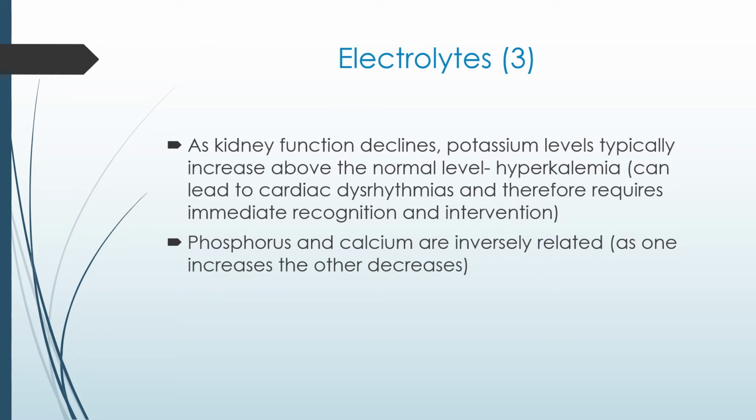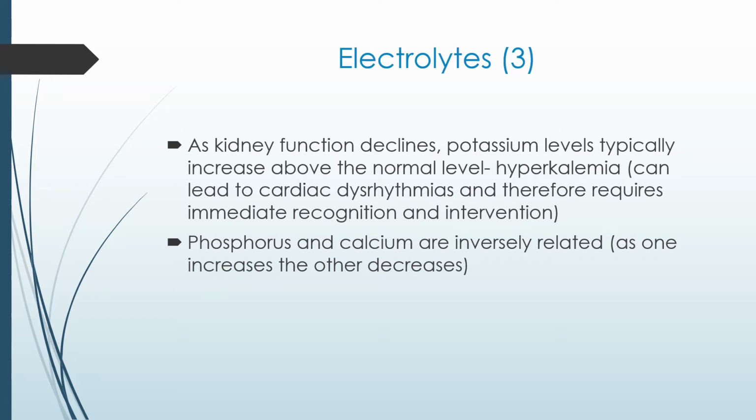So as kidney function declines, potassium levels typically increase above the normal level. We call this hyperkalemia, because this can lead to cardiac dysrhythmias and therefore requires immediate recognition and then intervention. And we know this, right? Because we've been working on a telemetry floor, and we know that one of the lab studies that we are always cognizant of is the potassium level, because it can cause a cardiac dysrhythmia. Once that potassium level starts to rise, that needs to be addressed.